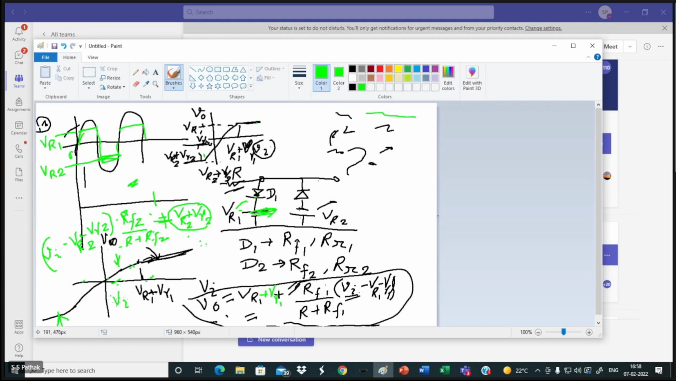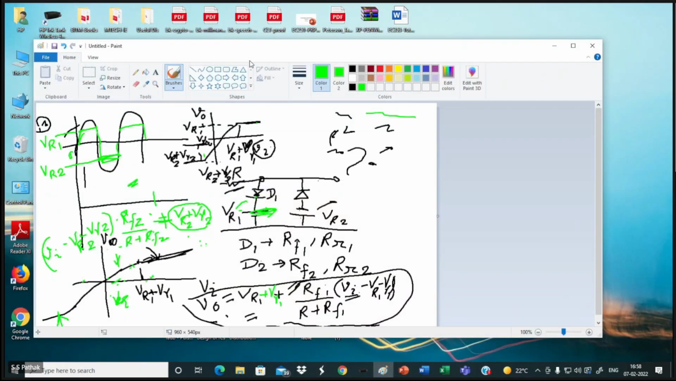Let me take another page. I think I should have gone for that slide itself. That is better. Anyway, let me take another page.